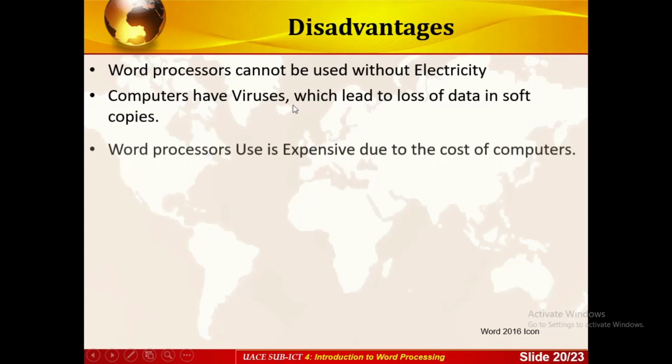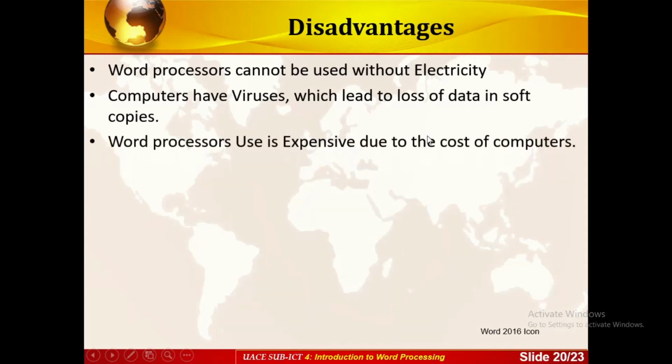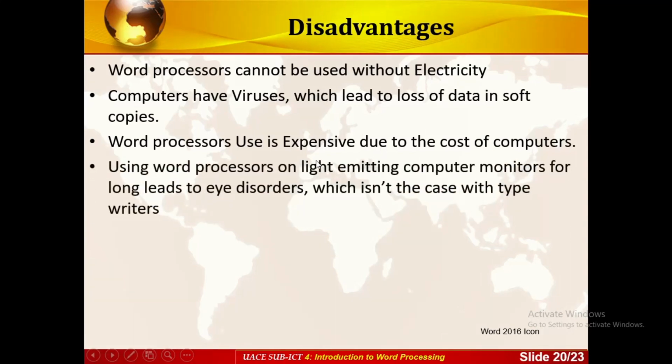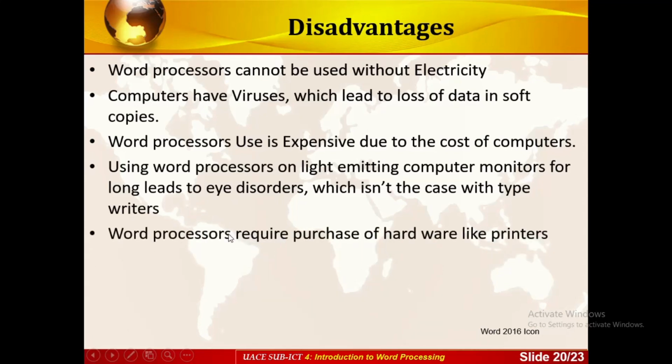Then we have the word processor is expensive due to the cost of computers, and using a word processor on a light-emitting computer monitor for long leads to eye disorders, which is not the case with typewriters, because with word processors we use screens which affect our eyes in the long run. Word processors require purchase of hardware like printers, so it is another summation of expense where we have to buy a printer so that we can produce a hard copy.